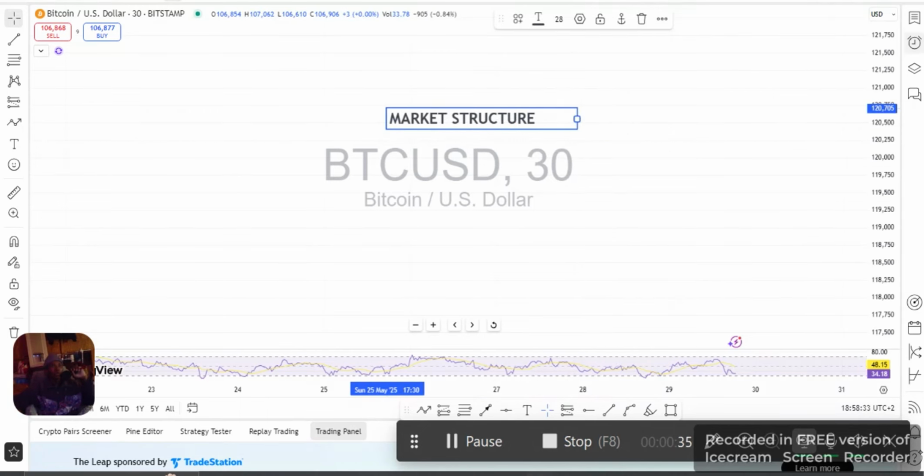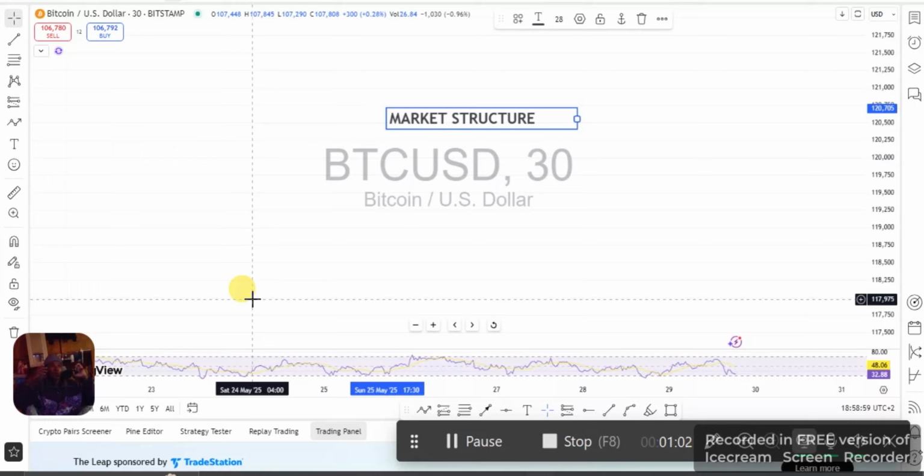So today I just wanna share with you guys my knowledge on market structure. So what is a market structure? A market structure is how the market looks like, right?